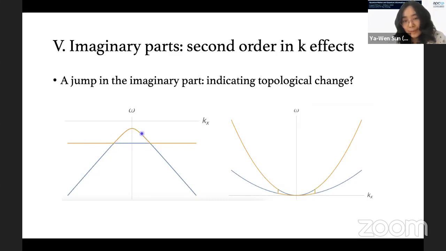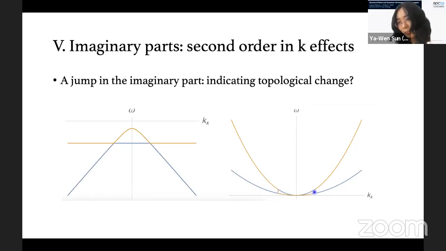The real part of this orange band is continuous here. But here, there's a jump in the imaginary part of the orange band. So this provides another piece of evidence that there's something happening here. Topologically, it's a singular point.